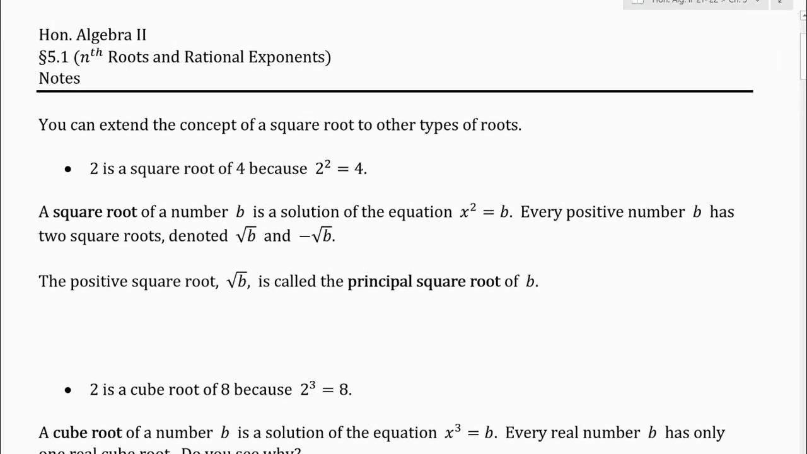So we've been talking about roots all year. We've just mostly been talking about square roots. On that 5.0 worksheet, you did have some cube roots and fourth roots and fifth roots and whatever. So it's a good thing to revisit the square roots when we're extending it past square roots. The reason 2 is the square root of 4 is because if you square 2, you get 4. So a square root of a number is a solution to that equation.